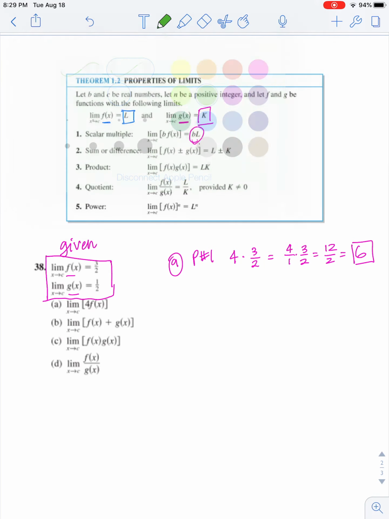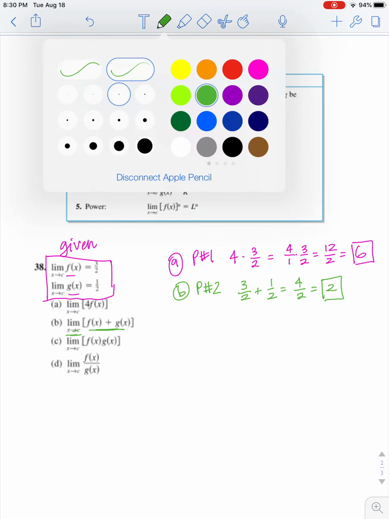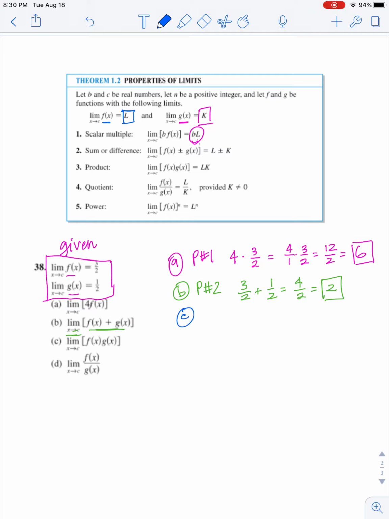Okay, part B. If we are going to take the limit of the sum, we can just do the sum of these 2 limits. This would be property number 2 in this box, and we can just do 3/2 plus 1/2 to give us 4/2, which is 2. And then part C is the same thing for a product, so that just means multiply. This is property number 3, 3/2 times 1/2, straight across to give us 3/4.